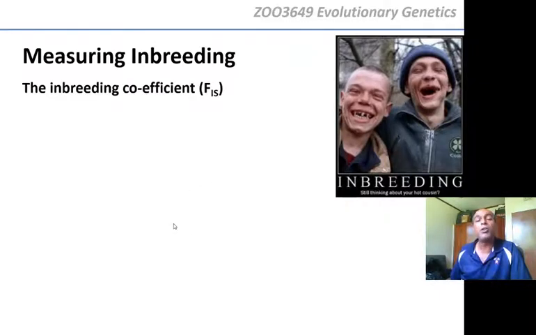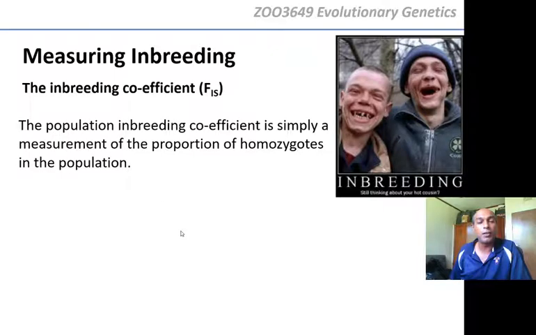How is it measured? We know how it's measured. It's measured by the inbreeding coefficient, FIS, and you already know how Sewall Wright derived FIS using differences in heterozygosity. FIS is a difference between individual heterozygosity and the heterozygosity of the subpopulation. It's the individual heterozygosity relative to the heterozygosity of the subpopulation, and it's known as the inbreeding coefficient.